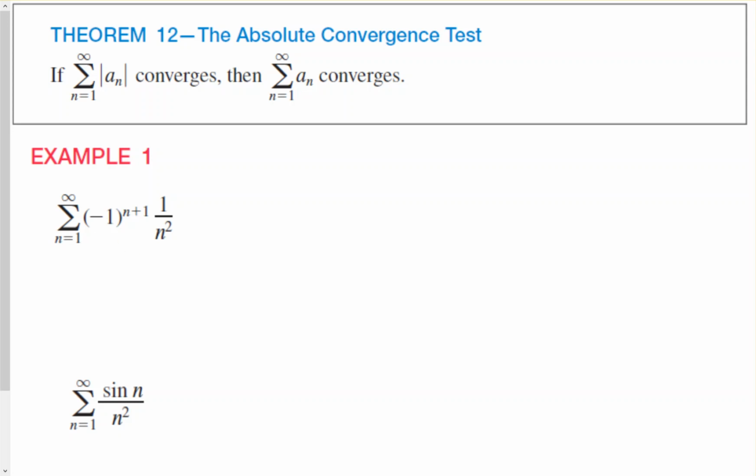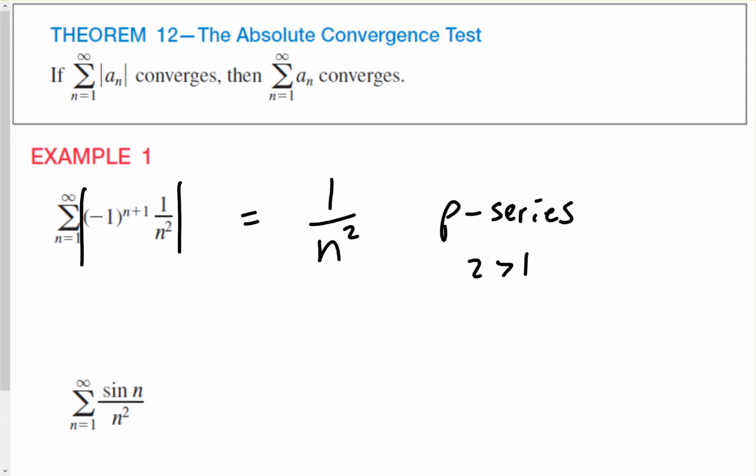Okay, for example here, we take the absolute value in this one, and when we take the absolute value, we get just 1/n squared. Now, 1/n squared is a p-series, right, where 2 is greater than 1. And we know that when p is greater than 1, that series converges. So therefore, we would say that this series converges by the absolute convergence test, and it converges absolutely. We would say it converges absolutely when the corresponding series of absolute values in that series converges.